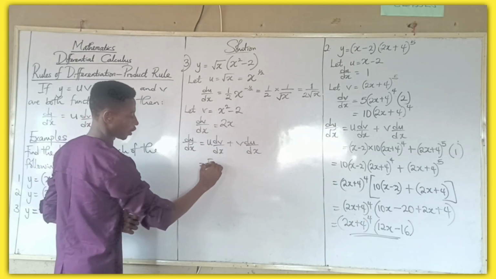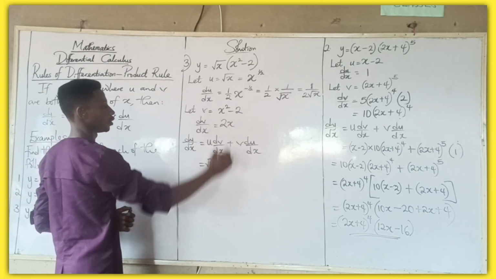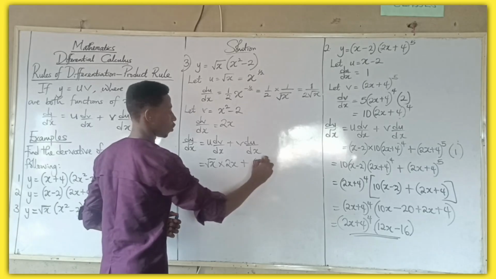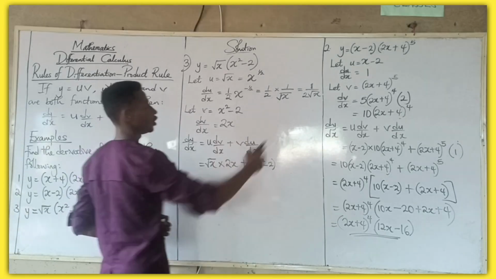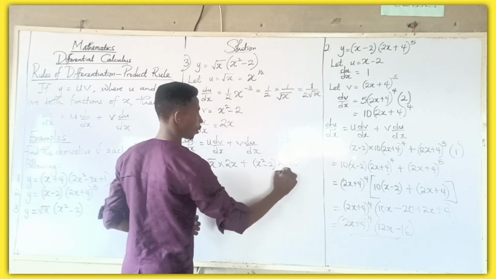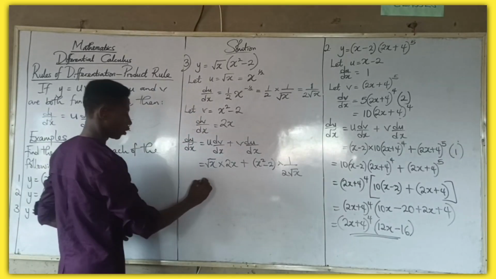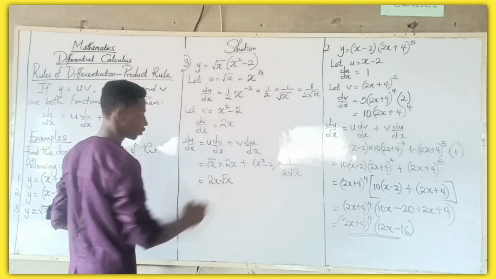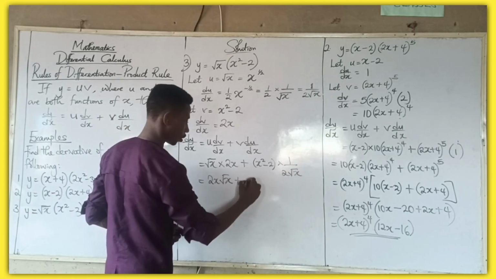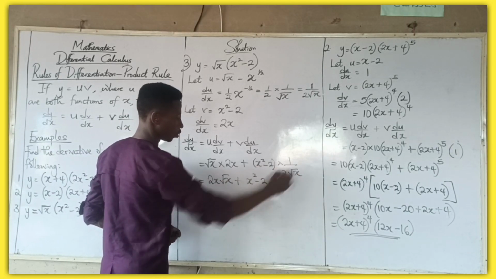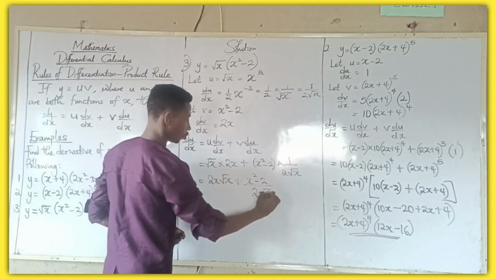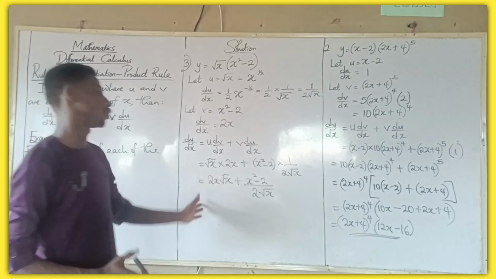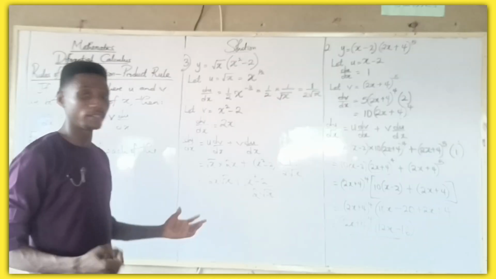u is root x. dv dx is 2x. v is x squared minus 2. du dx is 1 over 2 root x. So we multiply these two, like we have 2x root x plus this times 1, x squared minus 2, same thing, all over 2 root x. You can still simplify further by finding LCM and all, but I can leave my answer like this.